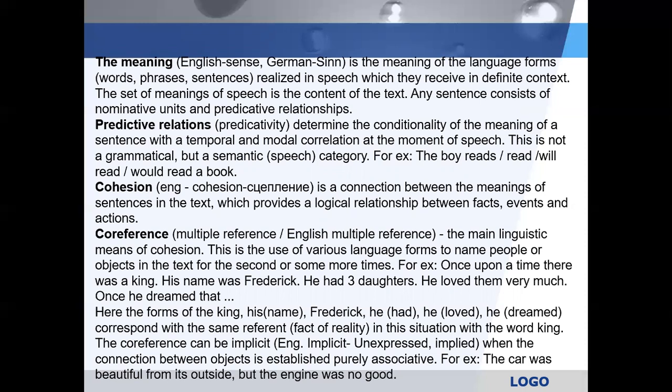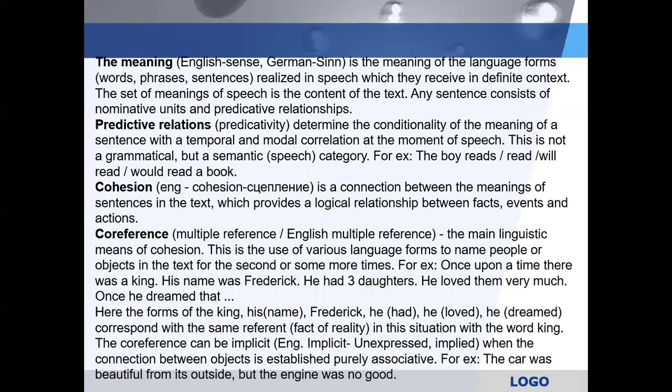So different semantic meaning. Does the word use the forms of the word read? Here it isn't. Cohesion is the connection between the meanings of sentences in the text, which provides a logical relationship between facts, events, and actions.